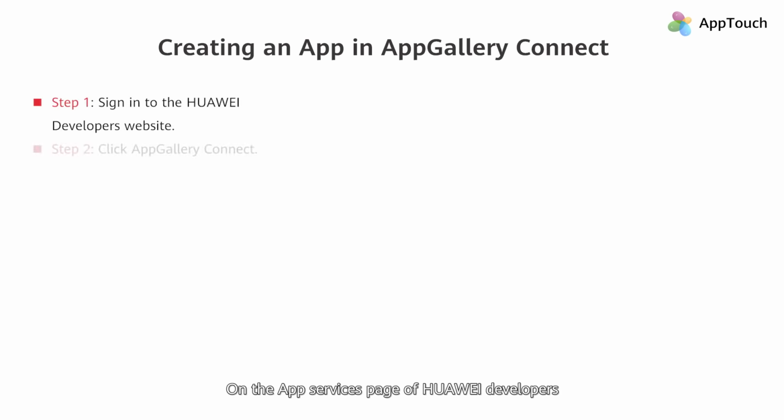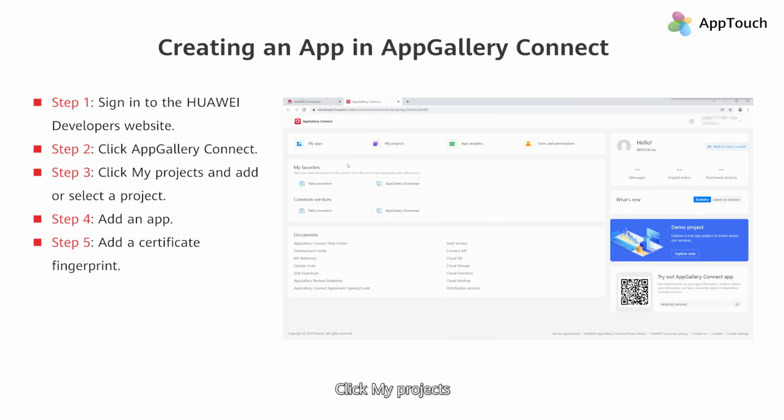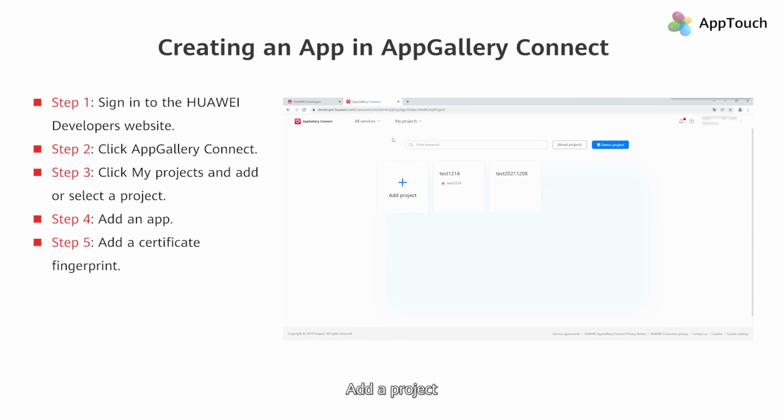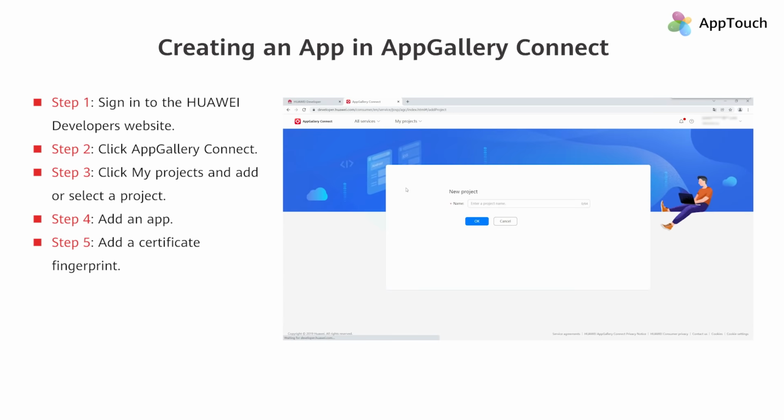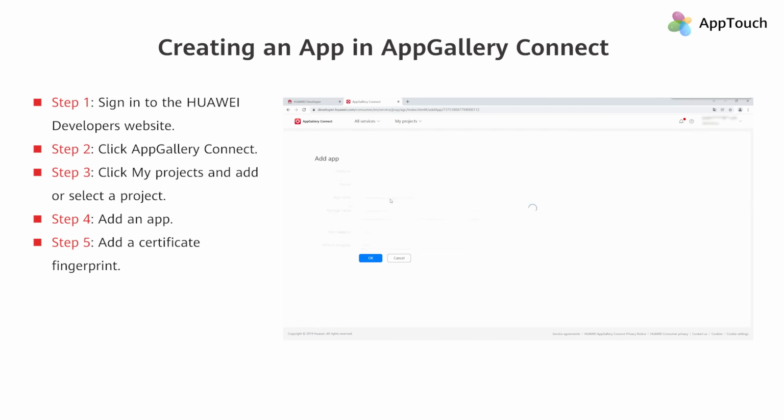On the App Services page of Huawei Developers, click AppGallery Connect. Click My Projects, add a project, enter the project name and click OK. After the project is created, click Add App. Set app name and package name. Set app category and default language, and then click OK.